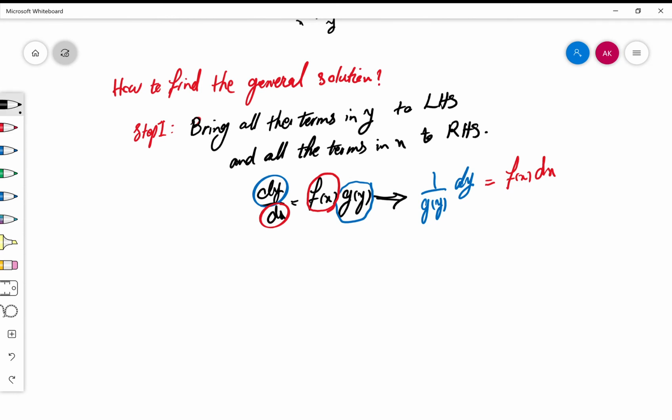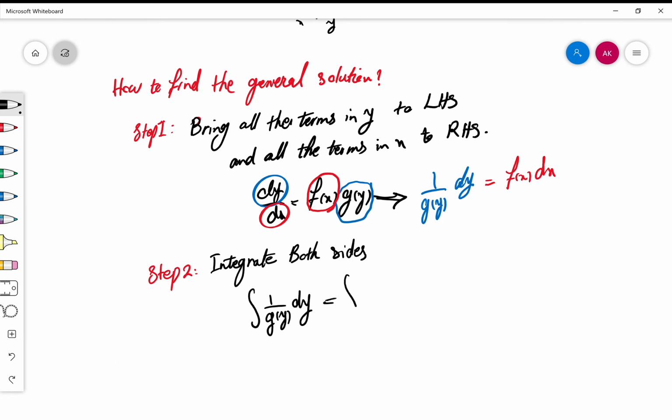Now, when you have that, you're ready for the final step. Step 2 is integrate both sides. Well, when you integrate, you see that on the left hand side you will have a y integral, and on the right hand side you will have an x integral. You find the antiderivative of both of them, that's the solution, and that's it.